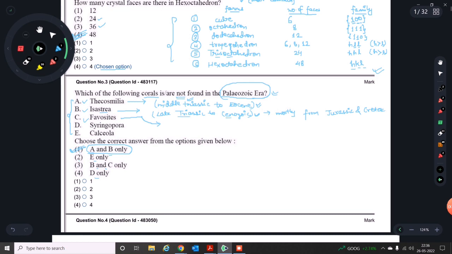So again, B: Isastria is ranging from late Triassic to Cenozoic. That means it is also not from Paleozoic era. That means A and B are not from Paleozoic era.